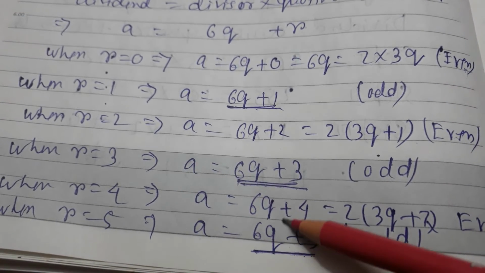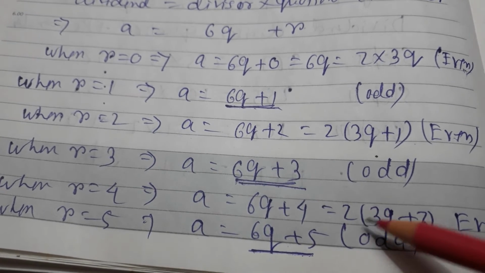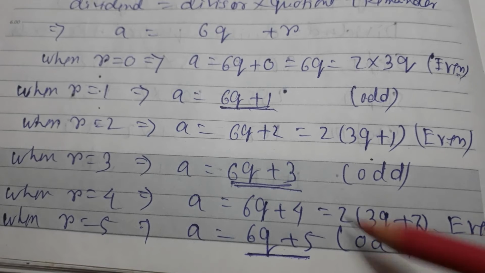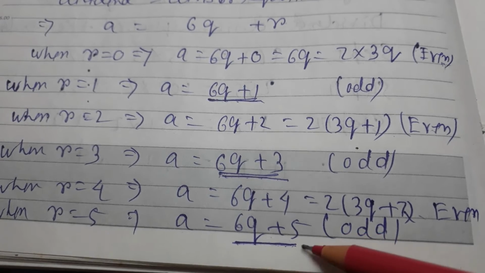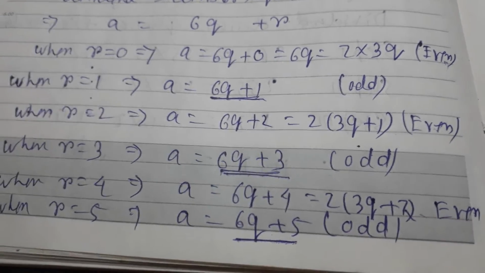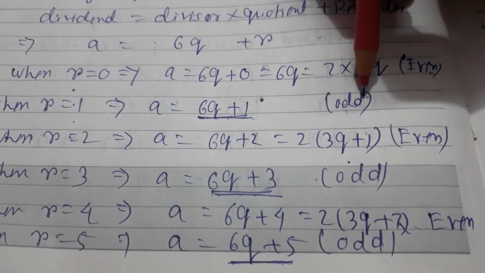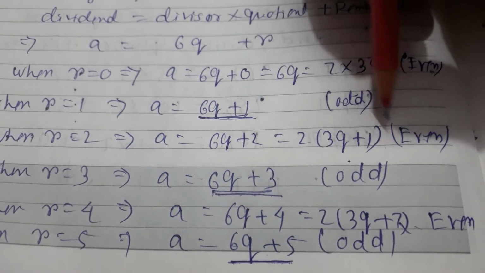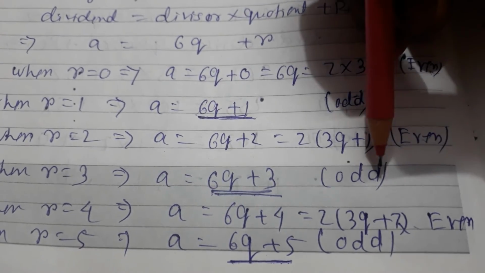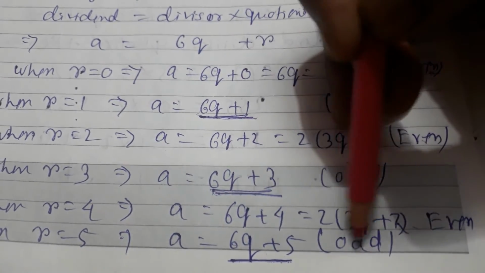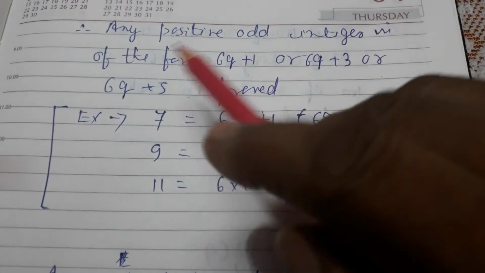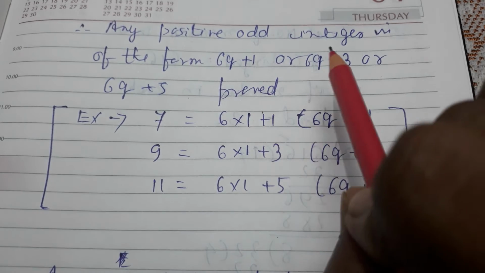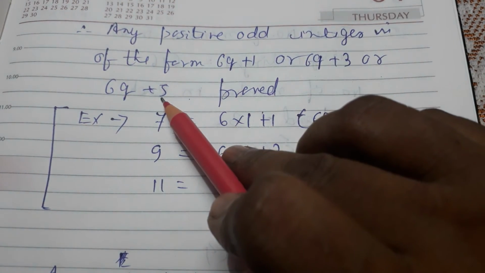And here A equal to 6Q plus 4. So you take common 2, and in bracket 3Q plus 2. So 2 is a factor, so it is even. And last, A equal to 6Q plus 5. 2 is not a factor, so it is odd. So you look here, the odd numbers are of the form 6Q plus 1, 6Q plus 3, and 6Q plus 5. Which is our achievement: any positive odd integer is of the form either 6Q plus 1 or 6Q plus 3 or 6Q plus 5. Proved.